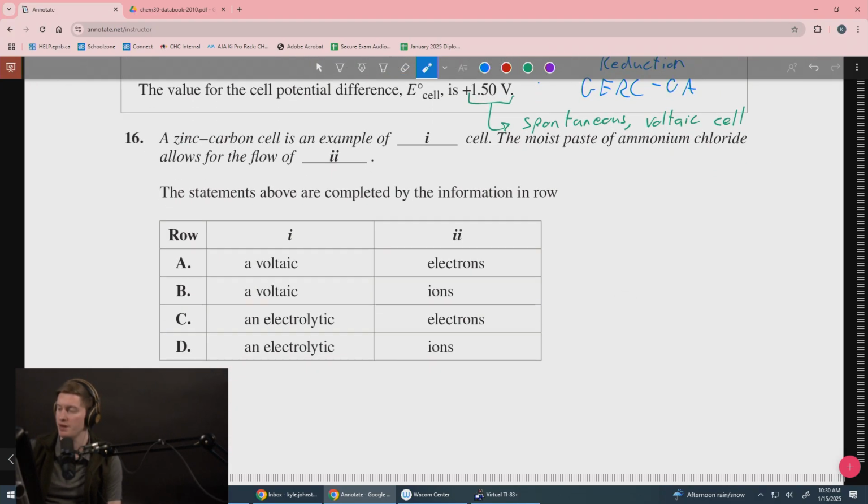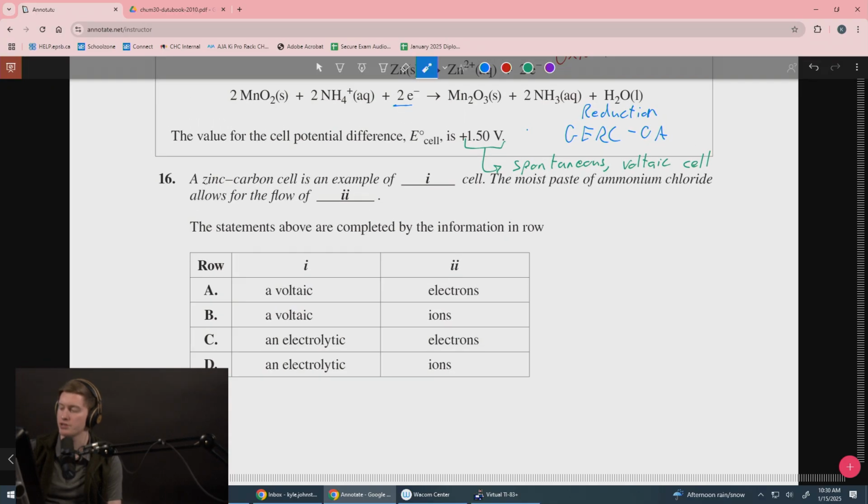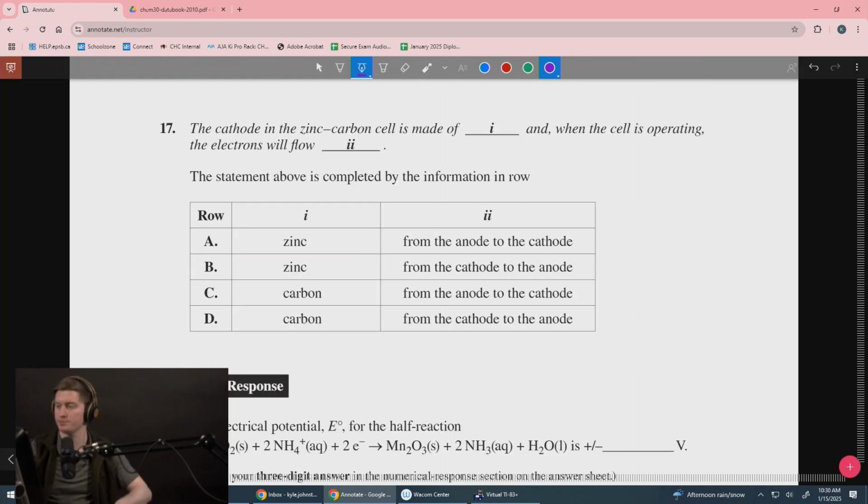So the statements above are completed by the following information in the row. This is, first of all, a voltaic cell because it has a positive cell potential difference, so it is not C or D, and the movement of ions happens in the electrolyte, not electrons. We're going to want electrons to flow through a wire so that we can run them through some sort of load and use those electrons to do work, use this reaction to do work.